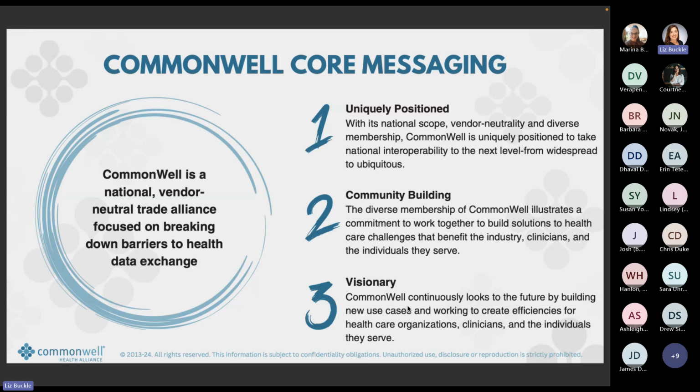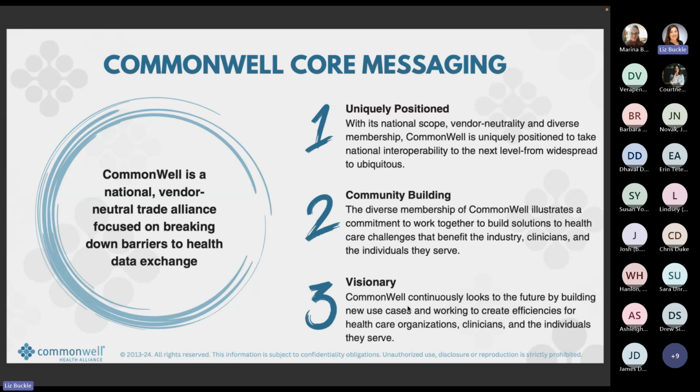And then the third thing is visionary. So we continue to look to the future. We have introduced new use cases over the course of the past few years, and all of those use cases either have gone through or are going through enhancements because we're not afraid to try something new, and we're also not afraid to go back and make corrections when something doesn't work exactly as we assumed it to.